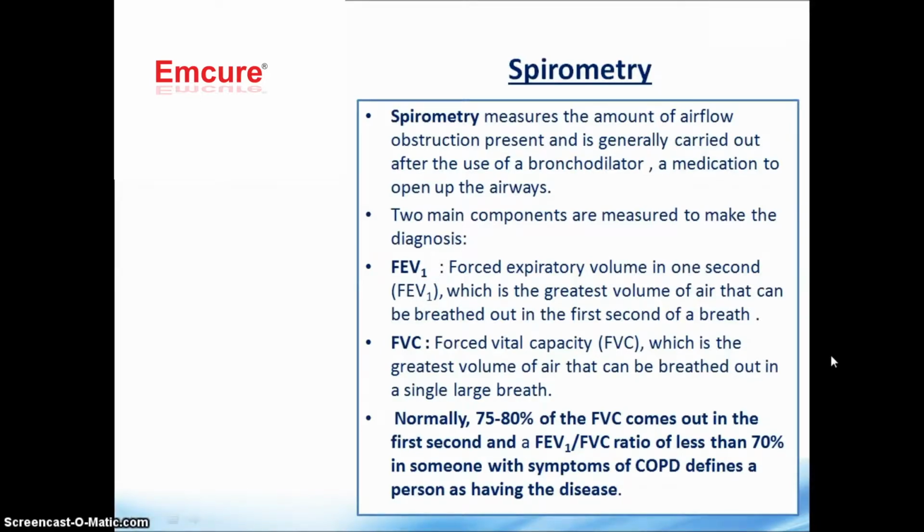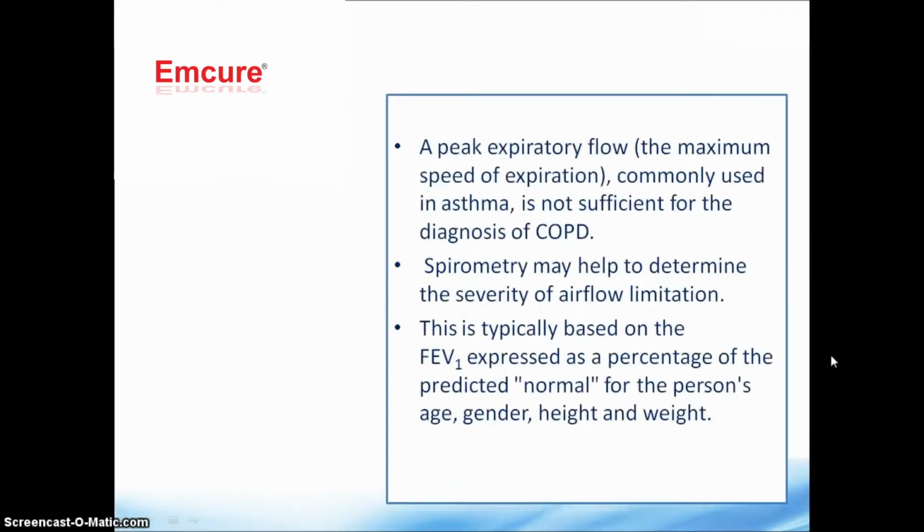We now move on to the next disease, which is called bronchial asthma.